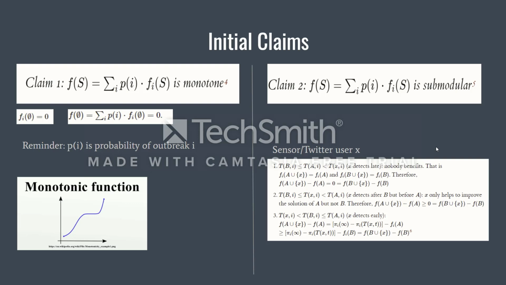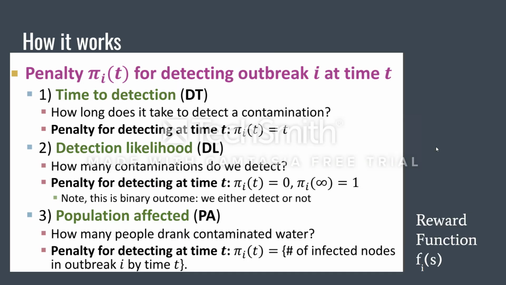So before we move on to the algorithm, two claims need to be made. The first is this, on the left. A monotone function means that enlarging the argument set does not cause the function to decrease. If we look back to the three cases for penalty, in all three of them, detecting earlier does not hurt the value, which means that π(t) is monotonically decreasing. Because π is monotonically decreasing, this can be extended to mean f(s) is non-decreasing.